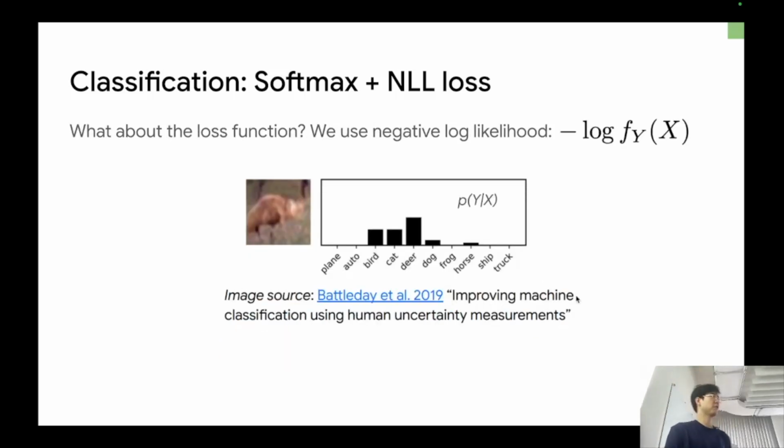Now, what about the loss function? Is it proper for encouraging the model to learn the true P of y given x? That's the format we use, the negative log likelihood.